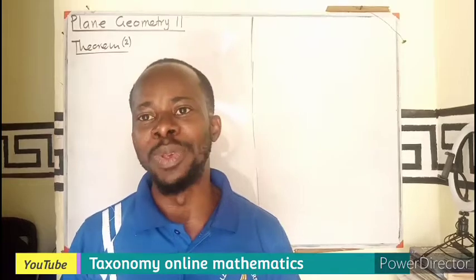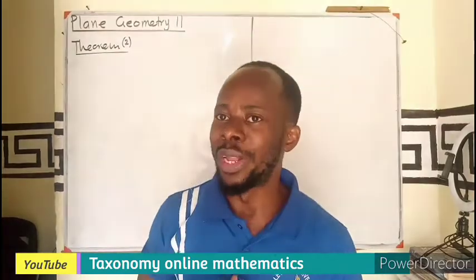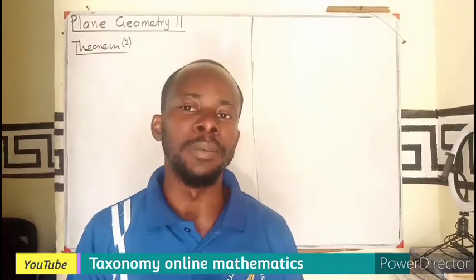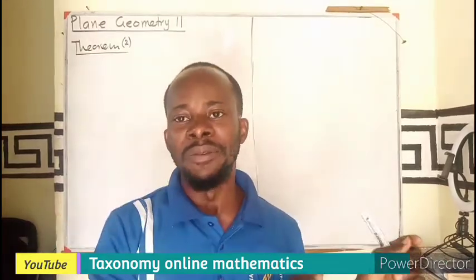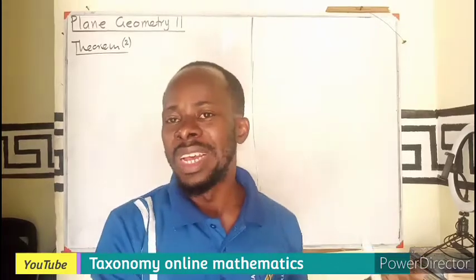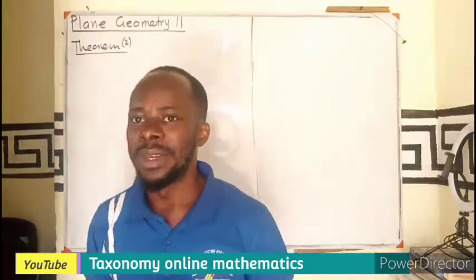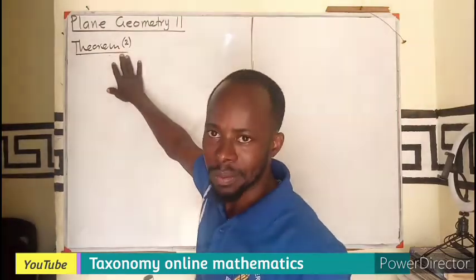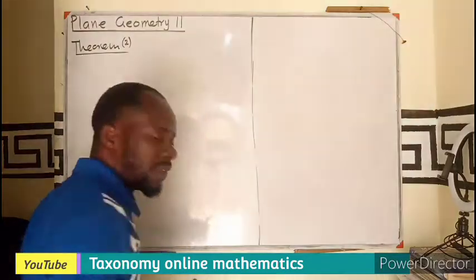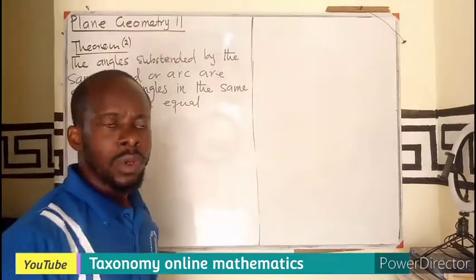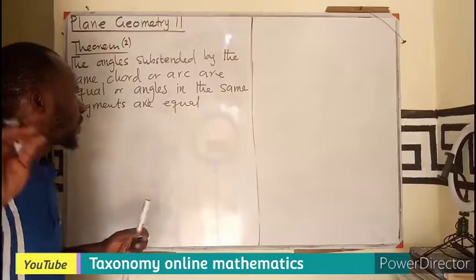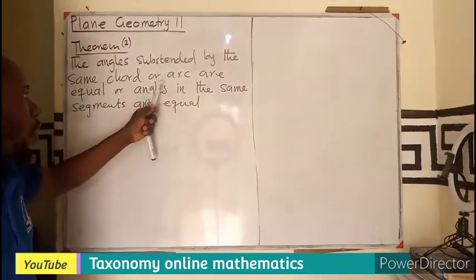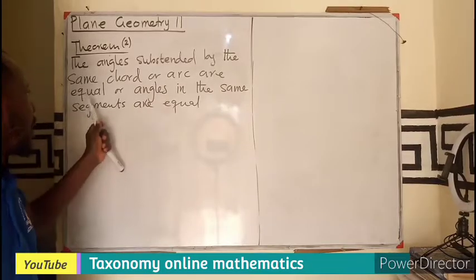This is the second episode of the tutorial on the topic Plane Geometry 2, which is the circle theorem. We dealt with the first theorem with 8 examples in the previous lesson. So today we'll be taking the second theorem, which is a very brief one. It says that the angles subtended by the same chord or the same arc are equal.